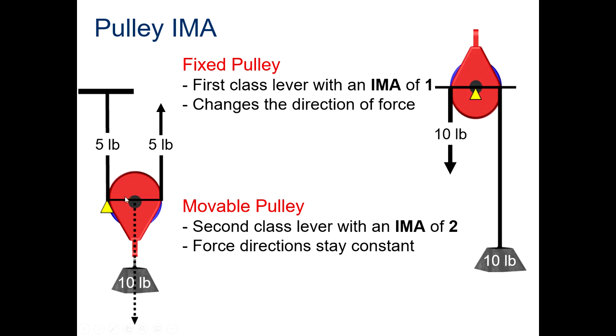But on this one, you can see the pulley's moving, so this beam is holding up half the weight, and we're lifting half the weight. So to lift the 10 pounds, it only takes 5 pounds of effort to move it. So we're just counting the lines coming off the moving pulleys.